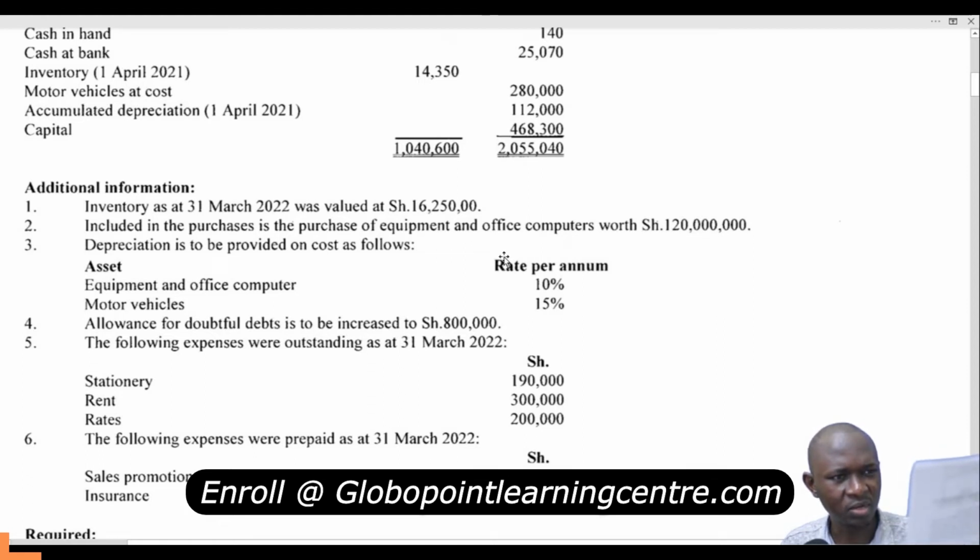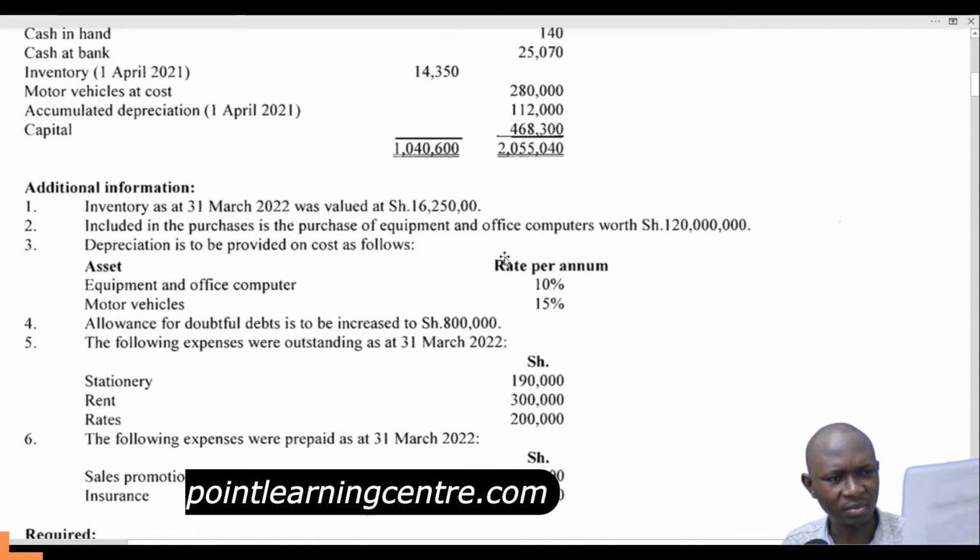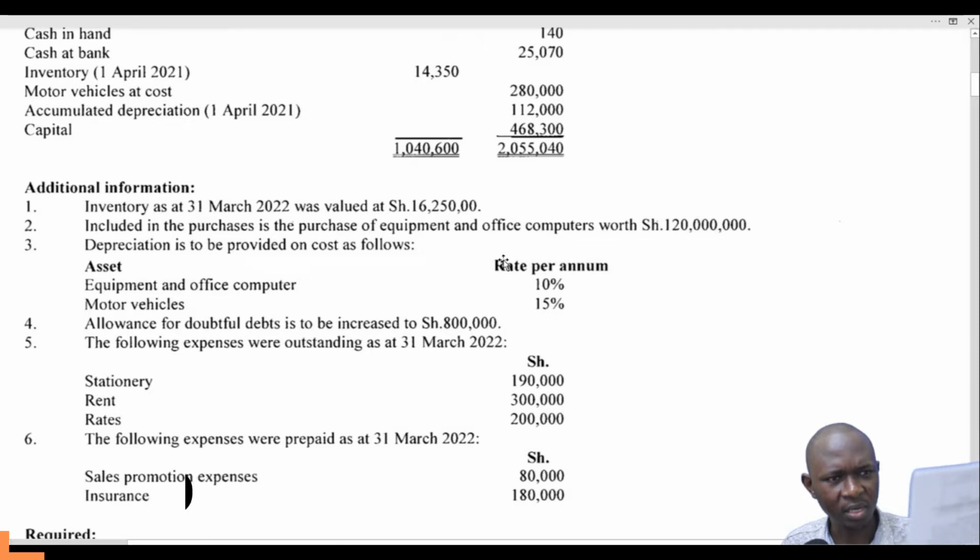The figure is 16,200,000. Yeah, it's the same mistake I think also in the paper. So we'll just have to assume the figure. We'll assume it's 16,250,000 and see if we're going to get the correct balance. That's how it's written in the paper. So let's just assume that for the sake of it. Included in the purchases is the purchase of equipment and office computers worth 120 million.